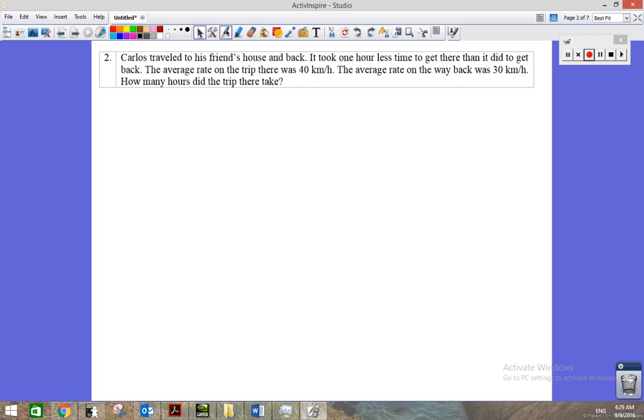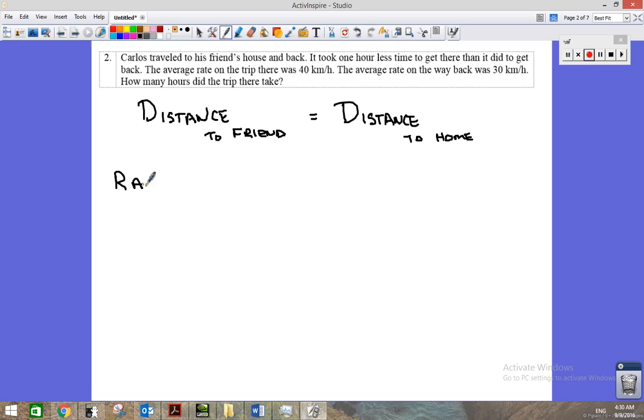Well, let's try to set it up like we did in the first problem. The distance that Carlos is traveling to his friend's house is the same distance that he travels, let's just call it home. Now we know that distance is equal to rate times time, so we can replace this distance with rate times time.